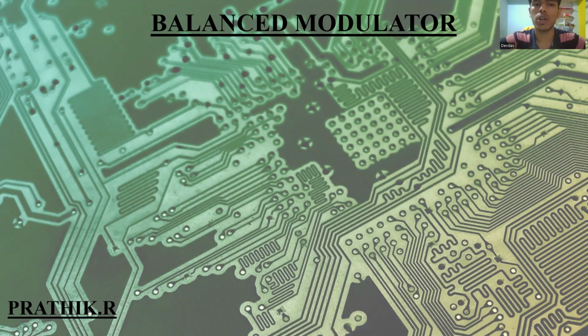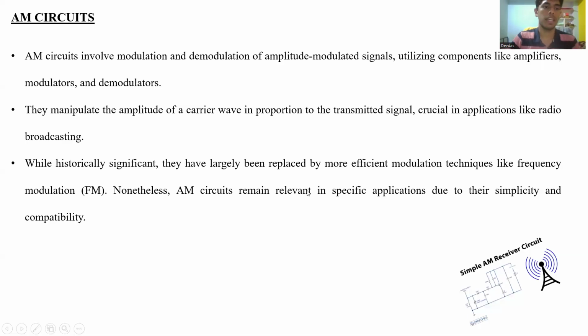And what is amplitude modulation? A carrier signal has three parameters: amplitude, phase, and frequency. So if the amplitude of the carrier is altered in accordance with the message signal, then it is called amplitude modulation. So again, we're going to learn about the balance modulator, which is a type of AM circuit. So let's start. AM circuits.